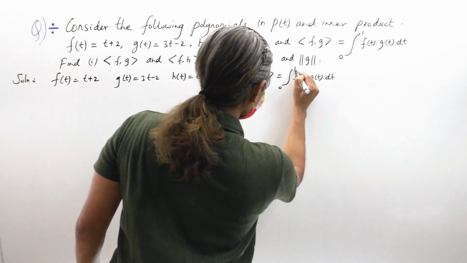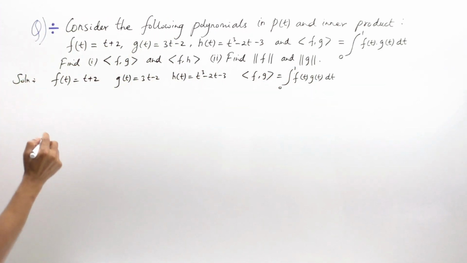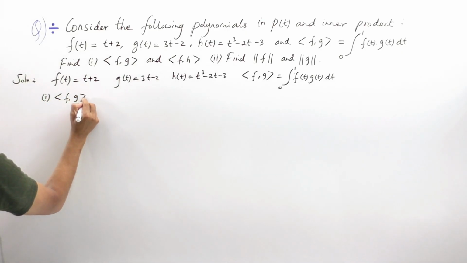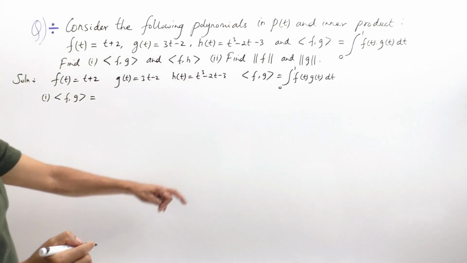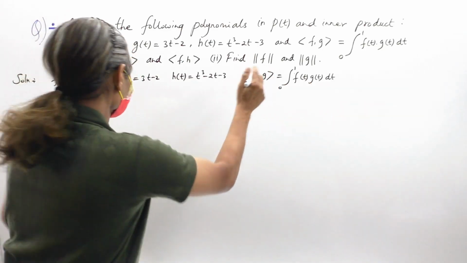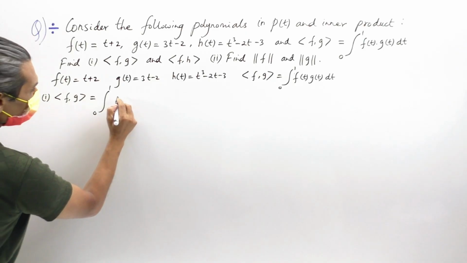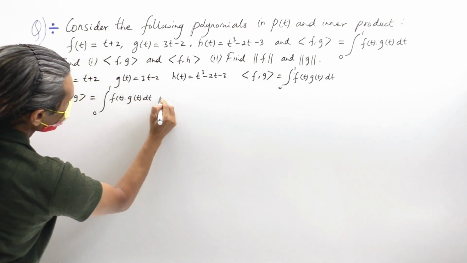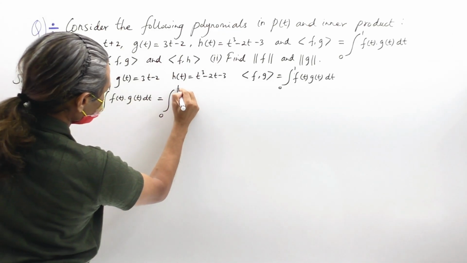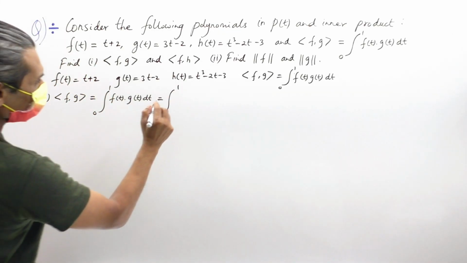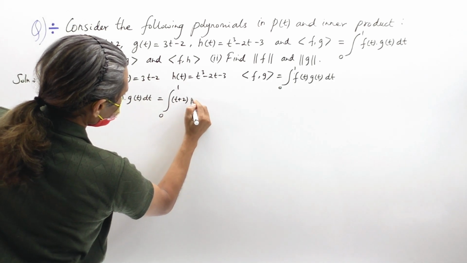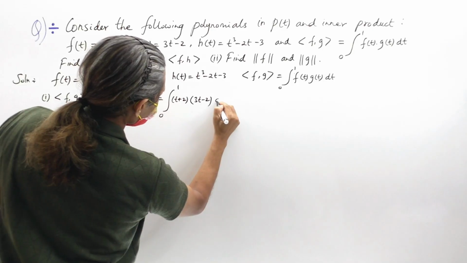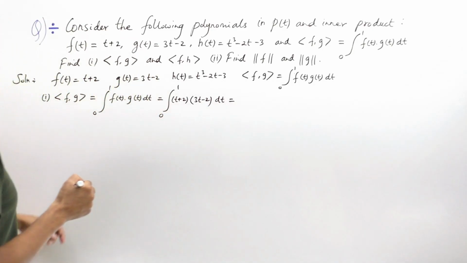Now based on this definition and the given polynomials, let's find first the inner product of f and g. As you know, the inner product of f and g is already given. It's the integral from 0 to 1 of f of t into g of t dt. That means we have the integral from 0 to 1. What is f of t? t plus 2, into what's g of t? 3t minus 2. So the solution of this integral gives the inner product of f and g.